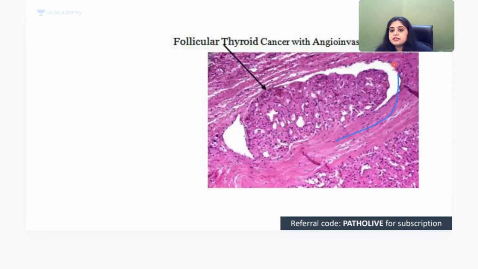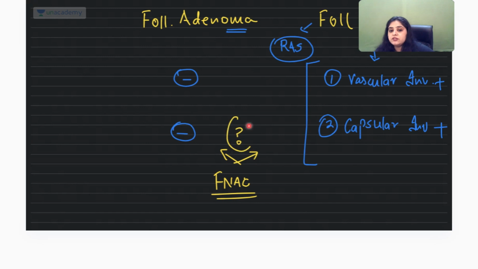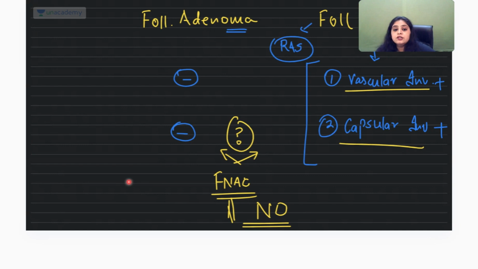Image number 2. This entire blood vessel has someone sitting inside it. It has all the tumor cells sitting inside it. Can this be vascular invasion? Yes. So if it is capsular and vascular invasion, it is a follicular carcinoma. Follicular carcinoma shows us RAS mutations. That was also given in the question. Tell me, can FNAC differentiate between adenoma versus carcinoma? No, not at all, because FNAC can't see the entire blood vessel, FNAC can't see the entire capsule. So can I say one of the pitfalls of FNAC of thyroid cancer is going to be follicular cancer?